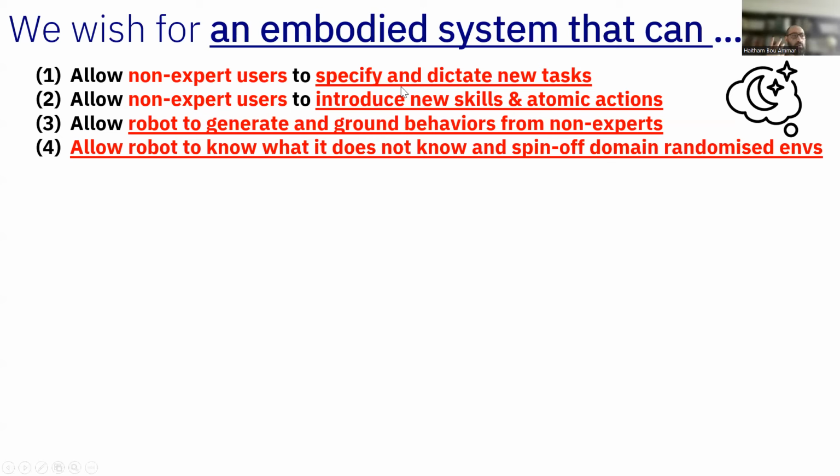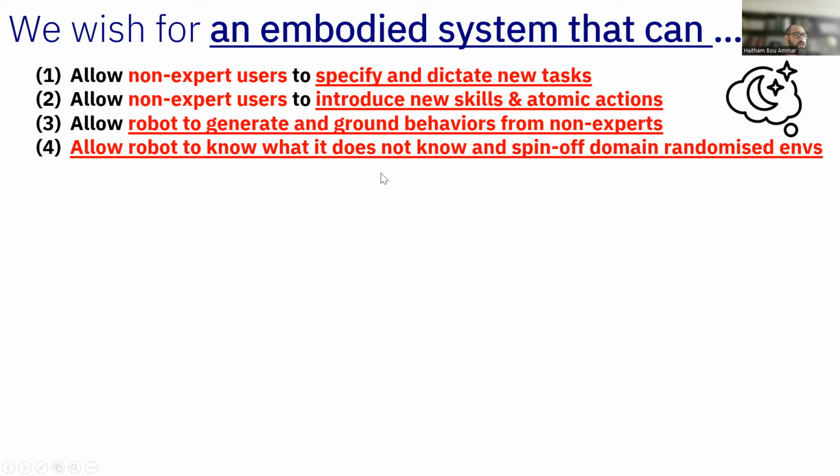On the user side, what I would like to do is give you the ability to specify a task, and the robot understands it. And I want to give you the ability to introduce new skills. But on the other hand, I would like to also allow the robot to understand your skill and task, and I would like it to generate for you behaviors that come from you to solve your specific task. So I would like to allow the robot to generate and ground behaviors from non-experts.